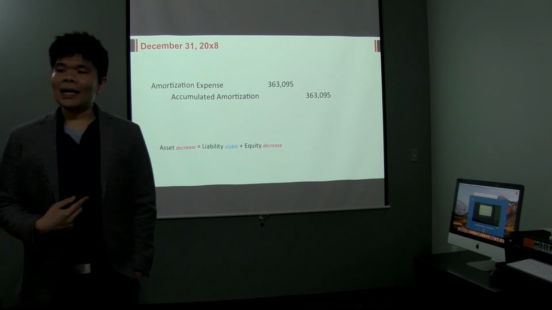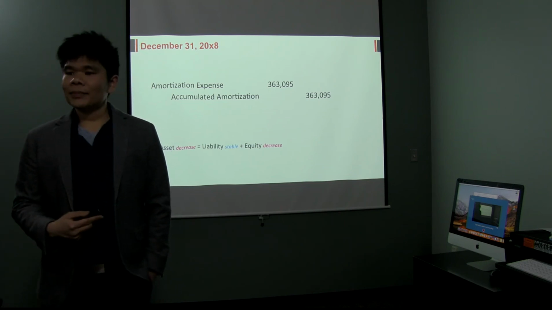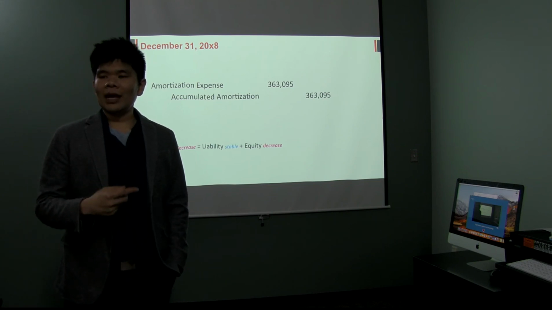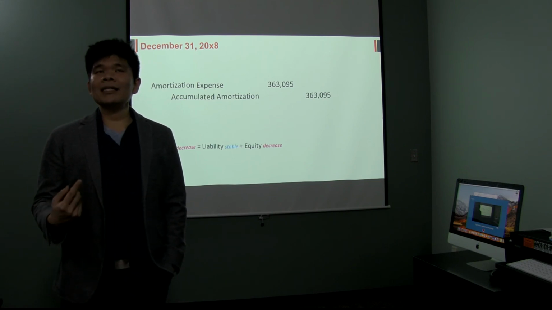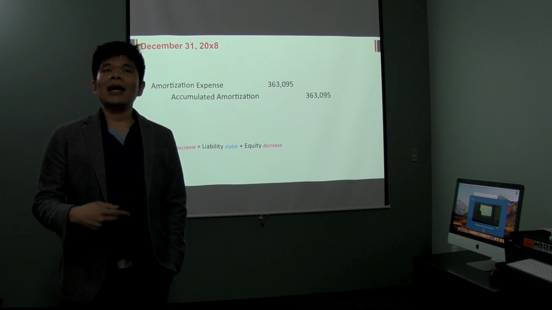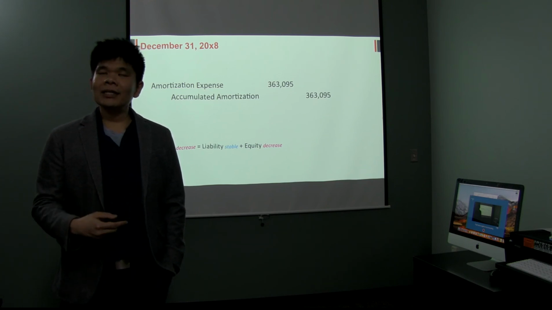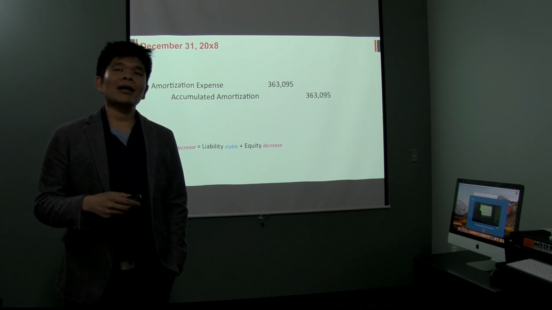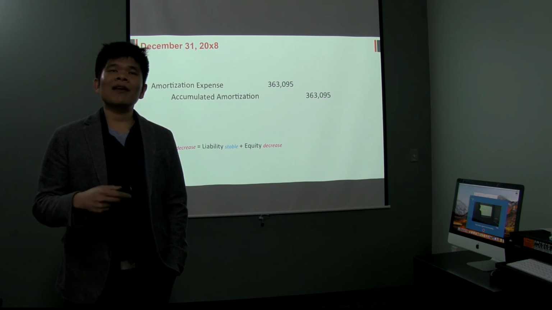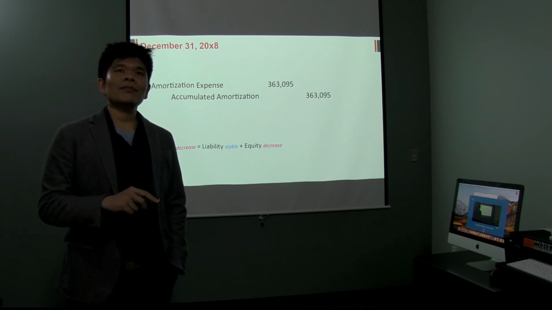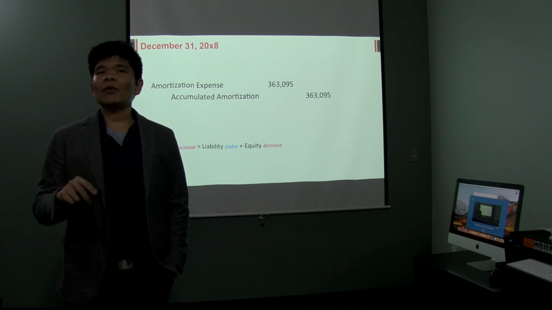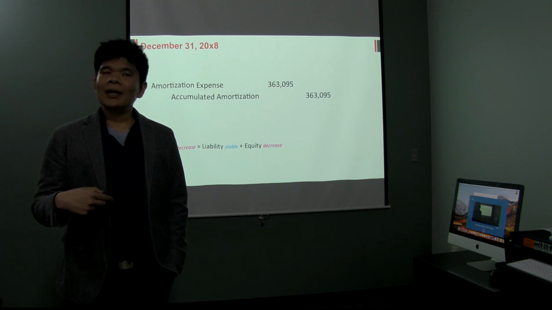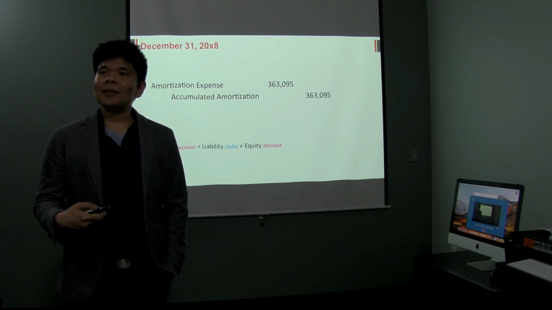Next, assuming the license will be valid for 7 years, the cost of the asset will be amortized over its useful life. So, assuming this entity has a calendar year end at December 31st, 2018, we will debit amortization expense for $363,095, and then we're going to credit the same amount for accumulated amortization as we prorate the expense. Next, I will pass it on to Jack to wrap up this presentation.